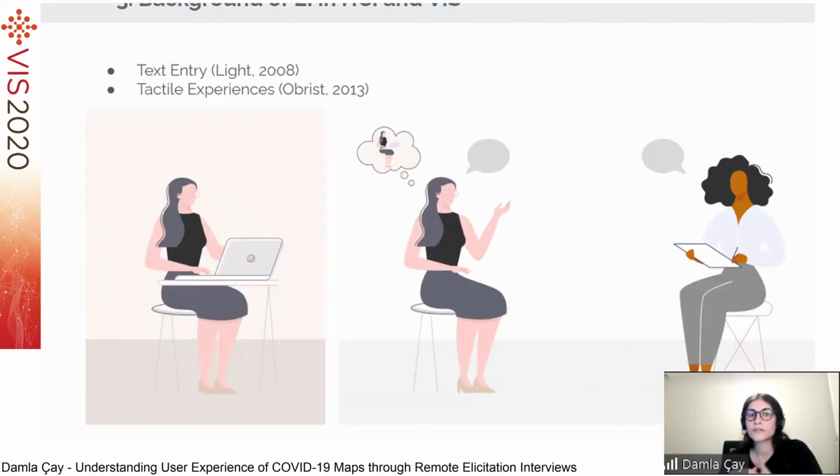The method was used in HCI field as well. Light explored the experience of text entry into web interfaces, and Obrist used them to understand how people verbalize their tactile experiences.